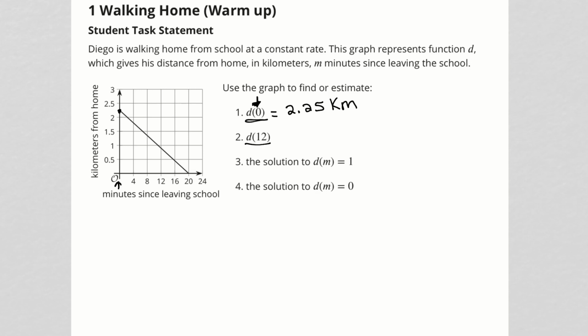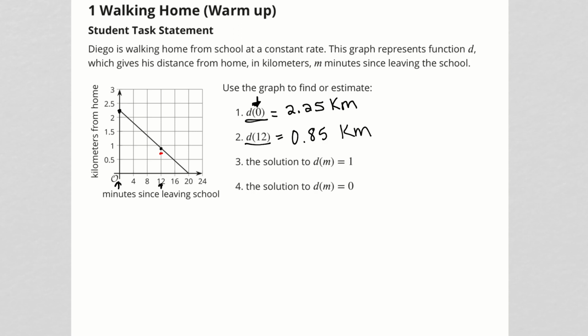I'm going to do the same thing on this next one. We have D of 12. So our distance from home at 12 minutes after leaving school. We're going to look at our 12 and go up and see that it is just below the 1. It's a little over the halfway point, right? The halfway point would be about there. That'd be about 0.75. So I'm going to say it is about, let's say 0.85 or 0.9 kilometers. Somewhere between there.